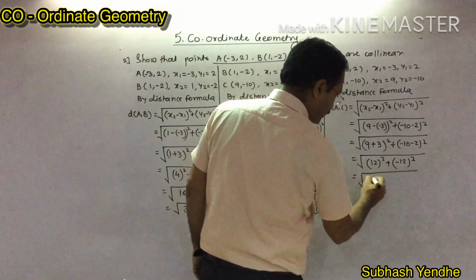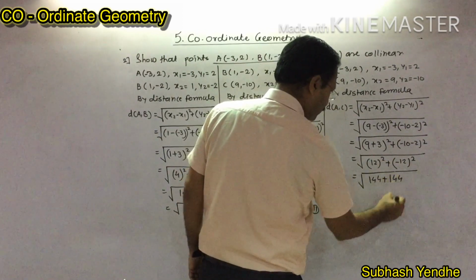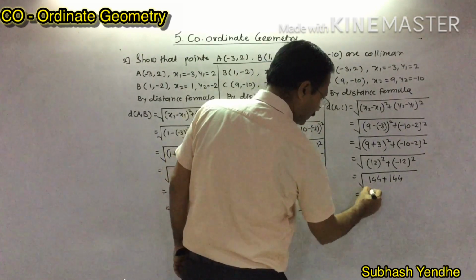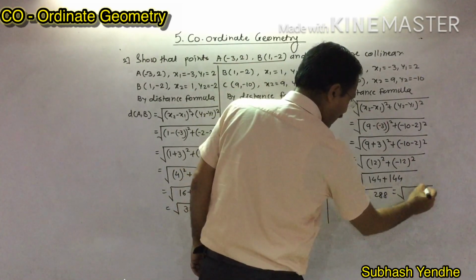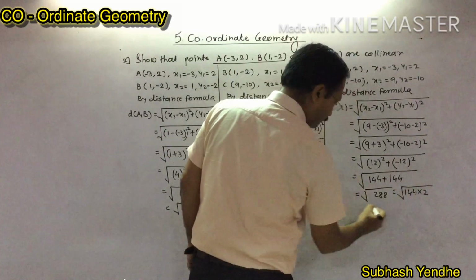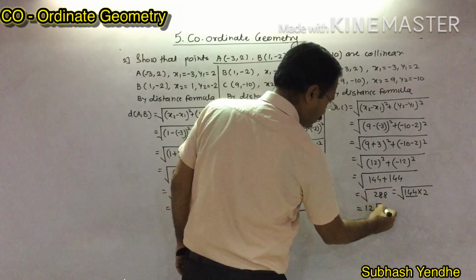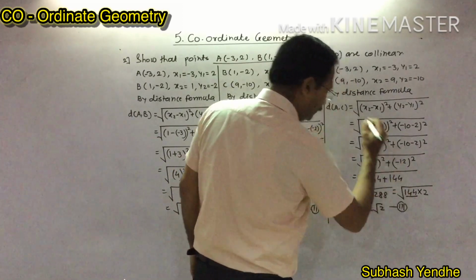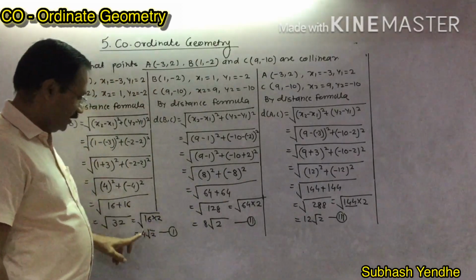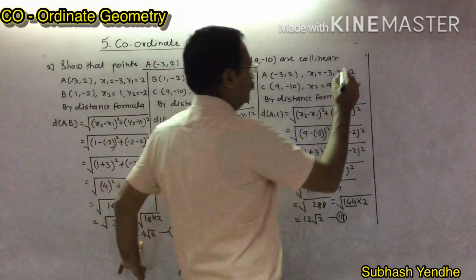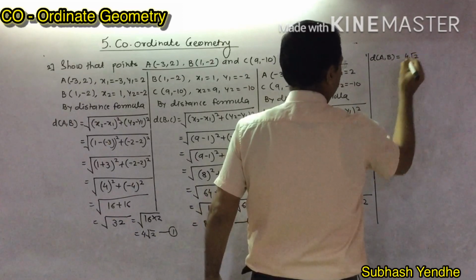So 12 square is 144, and minus square is also plus. So again 12 square is 144. So you will get 288. We can factorize 288 as 144 into 2. So we know that the root of 144 is 12, root 2. Give this the number 1. Okay? So here we get distance AB equals 4 root 2.